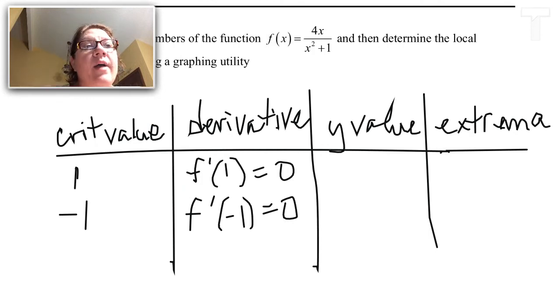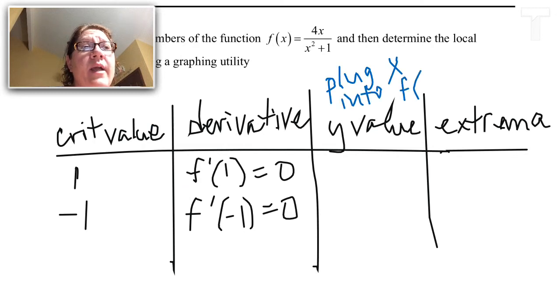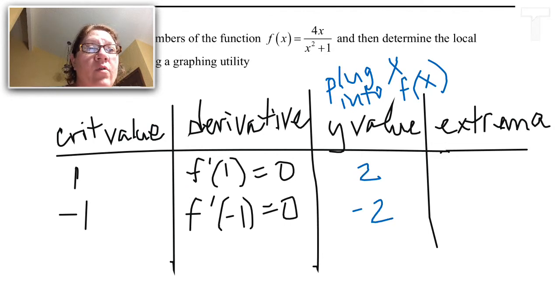And now I've got to figure out what the y value is. Well, remember, in order to get the y value for any function, I have to plug my x back in to the original, always back into f of x. So if I plug 1 into the original, I'll get 4 over 2, which is 2. And if I plug -1 back into the original, I'll get -4 over 2, which is -2. And so now I can tell, based off of my y value, of course this one is higher, this is the high one, and this is the low one. So that means this is going to be a maximum, and this is going to be a minimum.